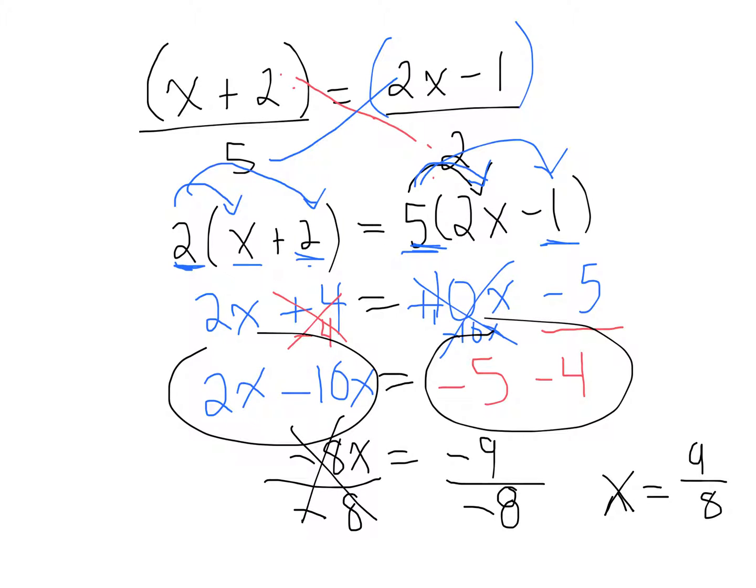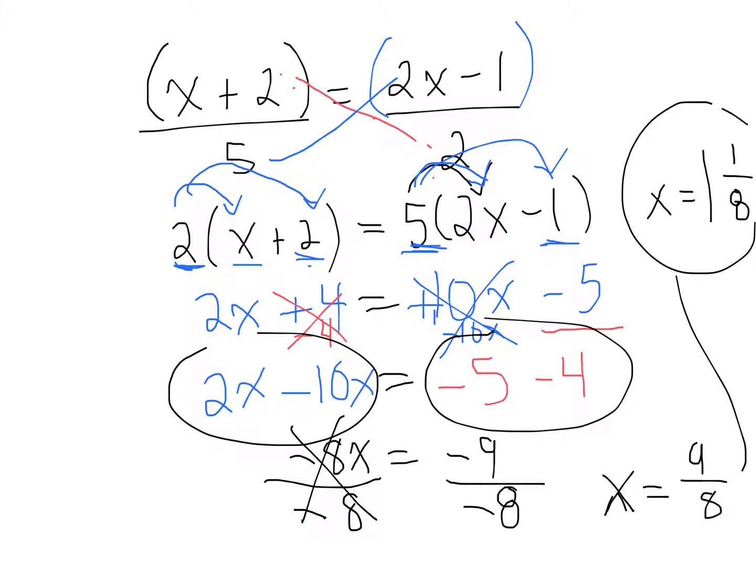In lowest terms, how would you write this as a mixed number? Wait a minute. That doesn't make sense. X equals 1 and 1/8. You can't. Okay?